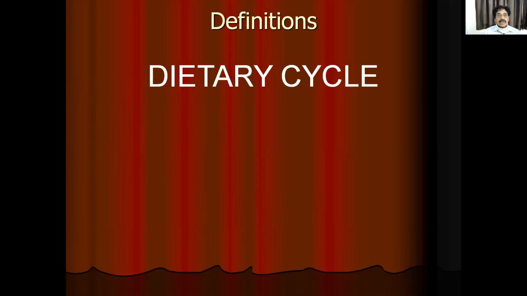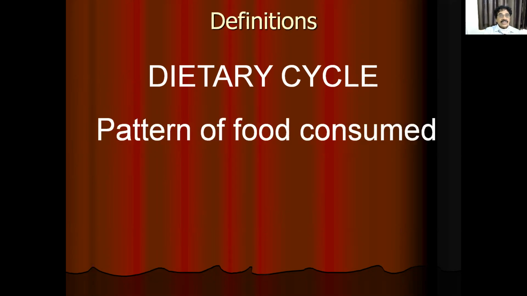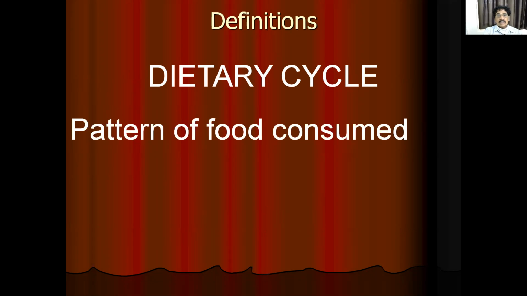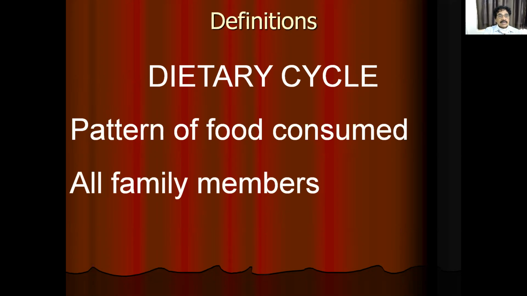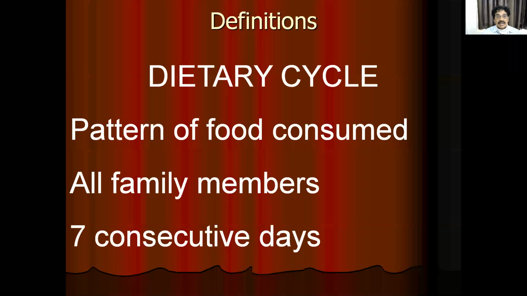Now, one more term we have to remember, dietary cycle. What is meant by dietary cycle? The dietary cycle is the pattern of food consumed by all family members for 7 consecutive days. Why is the dietary cycle defined? Because you don't eat the same food every day.